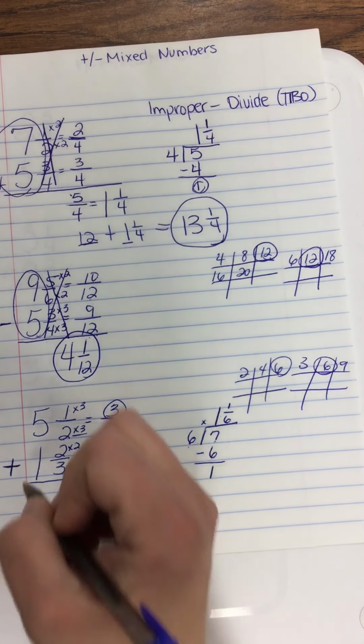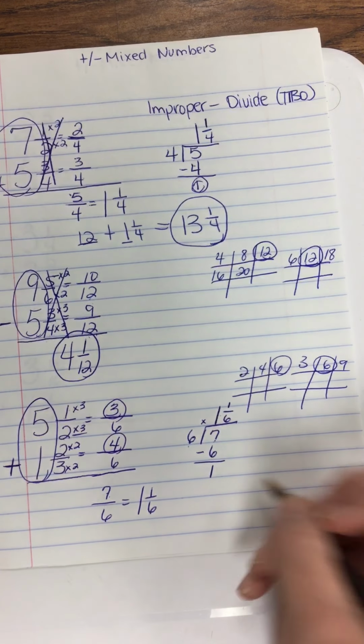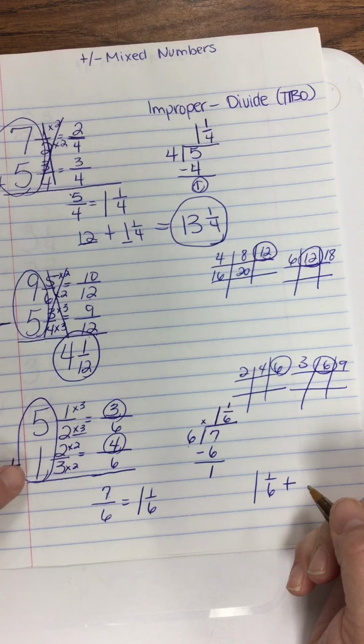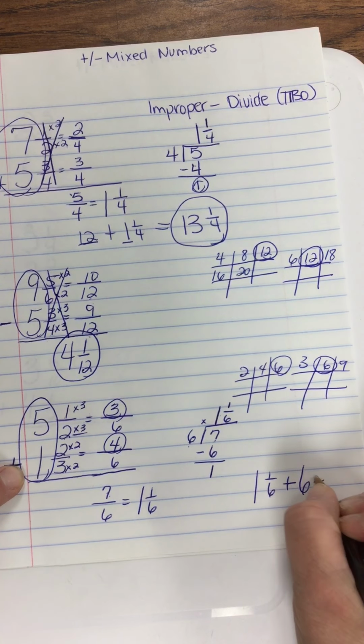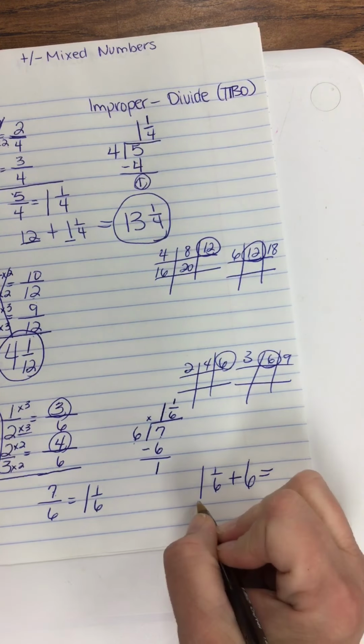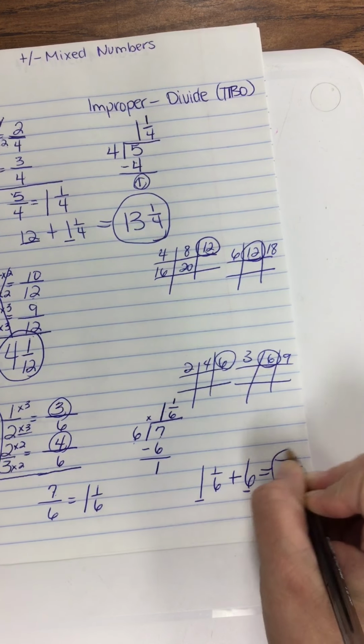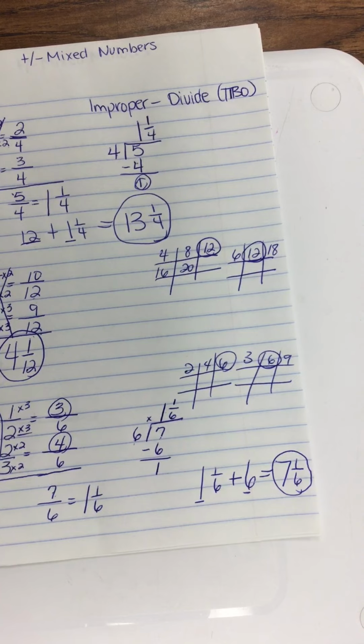Okay, so now we have to add the whole numbers. So I have 1 and 1/6 plus 5 plus 1, which is 6. So now all I have to do is add the whole numbers. 1 plus 6 is 7. And then the fraction is 1 over 6. 7 and 1/6. Okay?